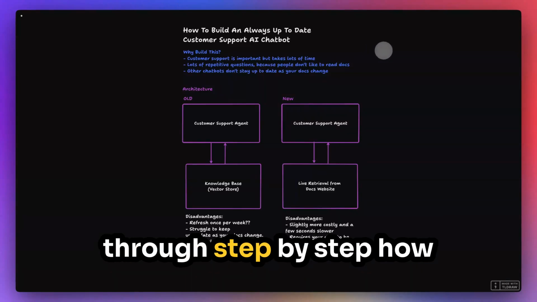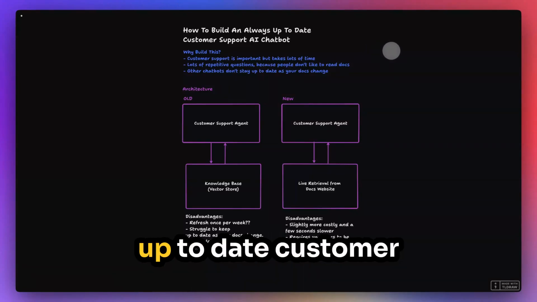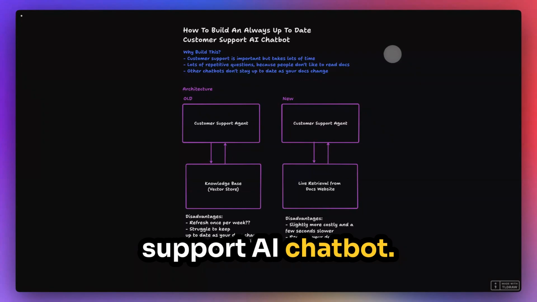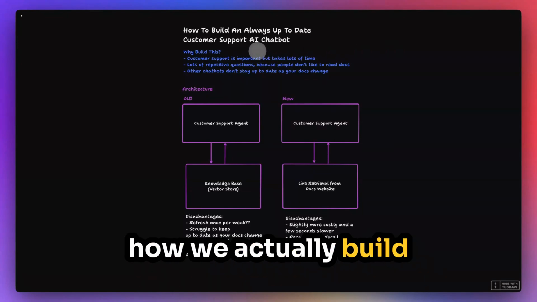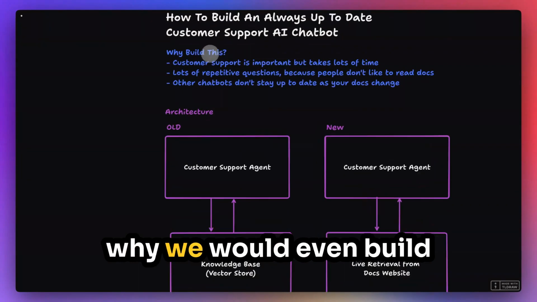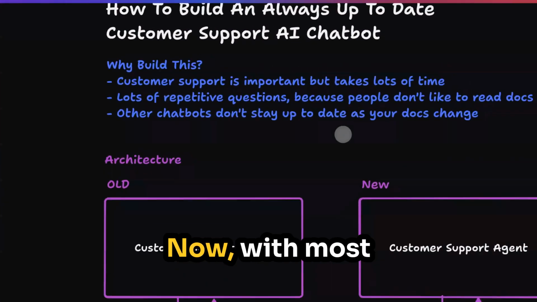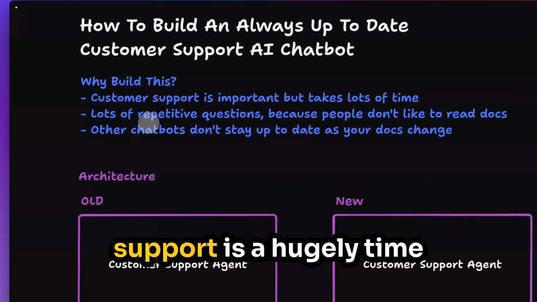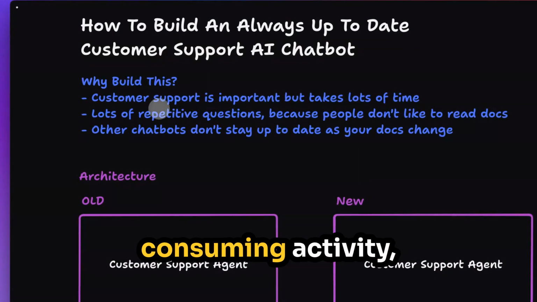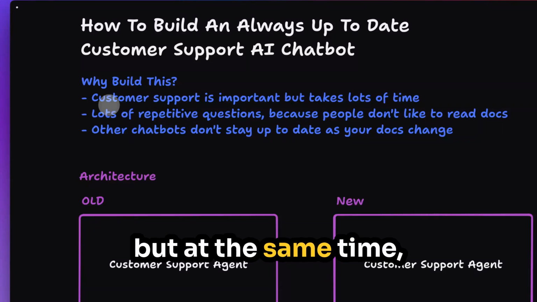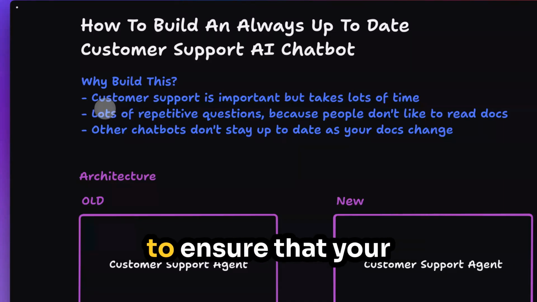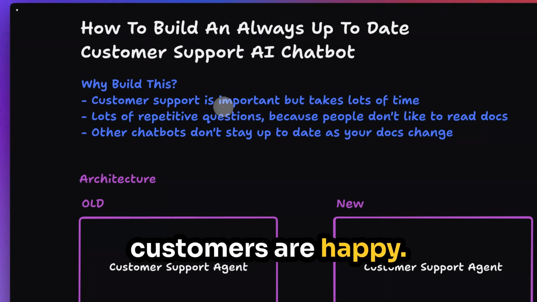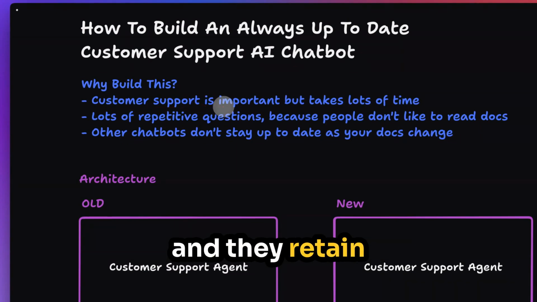Today, we're going to go through step by step how you can build an always up-to-date customer support AI chatbot. Now, before we go into how we actually build this, we need to cover why we would even build something like this. With most businesses, customer support is a hugely time-consuming activity, but at the same time, it's very, very important to ensure that your customers are happy, they achieve success, and they retain for the long run.